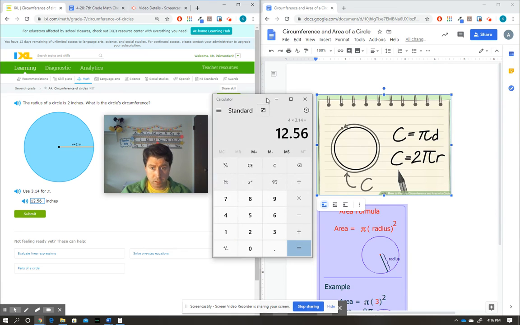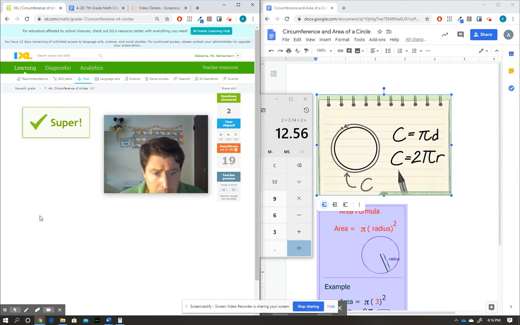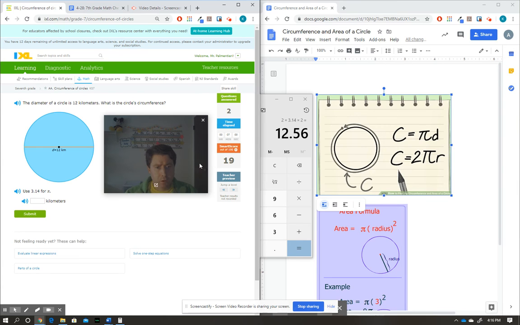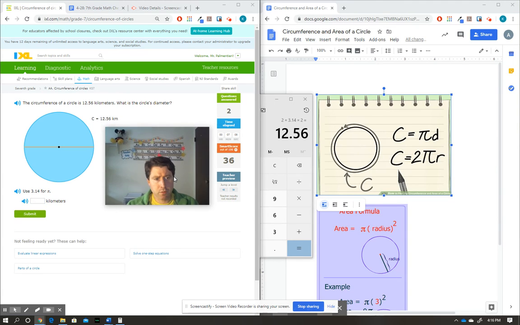If you're not comfortable with that, you could just do 2 times 3.14 first, and then multiply again by 2, which was my radius. I'll still get the same answer. Either way, it works. I'm going to jump a level and make this a little harder. I don't think it gets much harder, but it could. These IXLs are pretty straightforward.